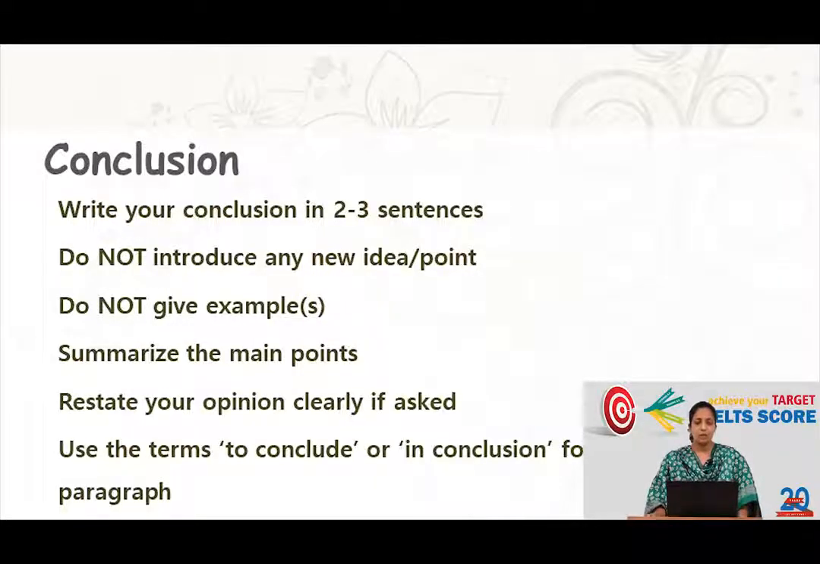The conclusion will be the last paragraph, and you have to write your conclusion in 2 to 3 sentences. Here you should keep in mind that your conclusion should be shorter than your introduction. For our introduction, we had 3 to 5 sentences, but for our conclusion, we will have 2 to 3 sentences. In conclusion, please don't introduce any new idea or any new point which has not been discussed in detail in the body paragraphs. So no new idea in conclusion. Don't give examples in conclusion or in introduction either. If you want to give examples, the best place is the body paragraphs.